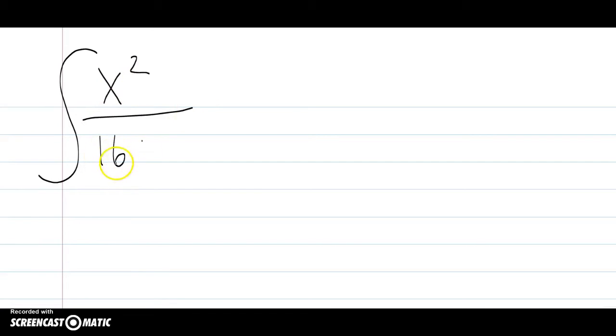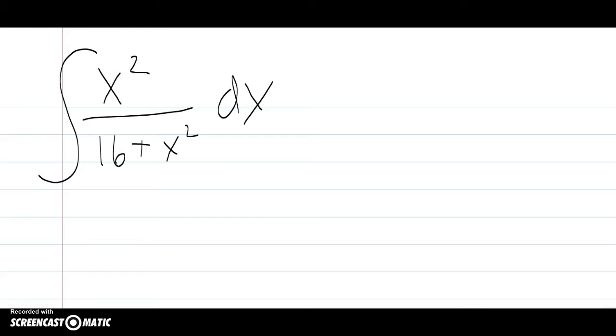So let's consider the following example. I want to integrate x squared over 16 plus x squared dx. As you get going, you'll be able to notice some patterns for these trig substitutions and not necessarily have to draw the triangle. That's fine as long as you're consistently getting the right answer. I find the triangle helpful.